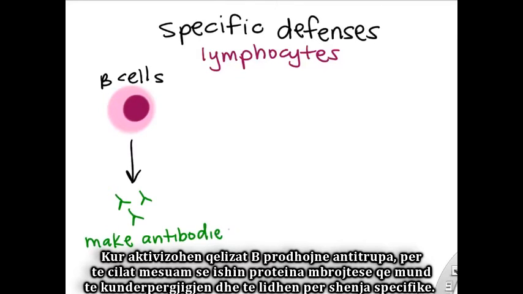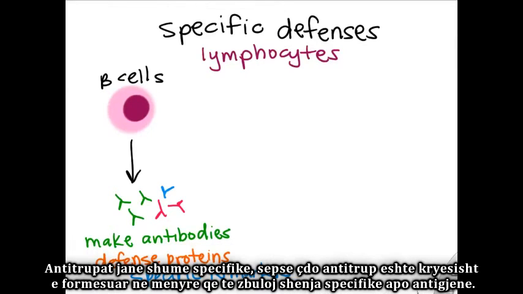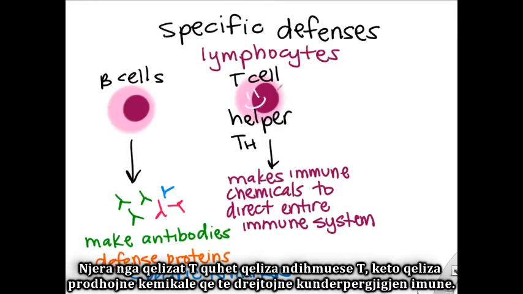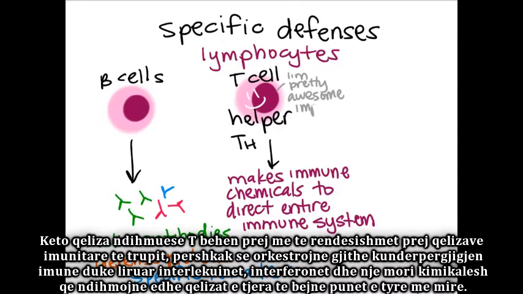B cells, when they get activated, make antibodies, which we learned were defense proteins that can respond and bind to a specific marker. So antibodies are very specific because each antibody is basically shaped to detect a specific marker or antigen. One of the kinds of T cells are called helper T cells. Helper T cells make immune chemicals to direct the entire immune response. So helper T cells become some of the most important immune cells in our body because they orchestrate the entire immune response by releasing interleukins, interferons, and a whole host of chemicals that make all the other immune cells do their job better.